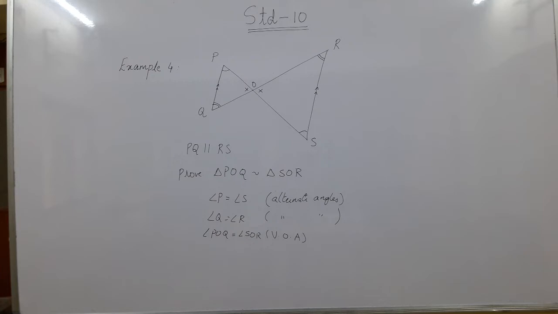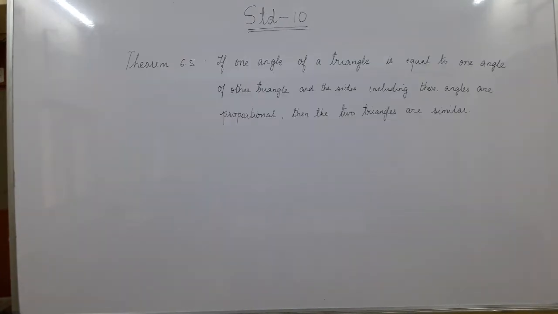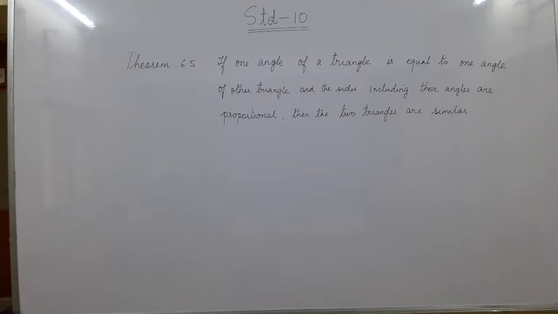Let us do one more sum. We now move on to theorem 6.5. It states if one angle of a triangle is equal to one angle of other triangle and the sides including these angles are proportional, then the two triangles are similar. So let us see by diagram what is given to us.